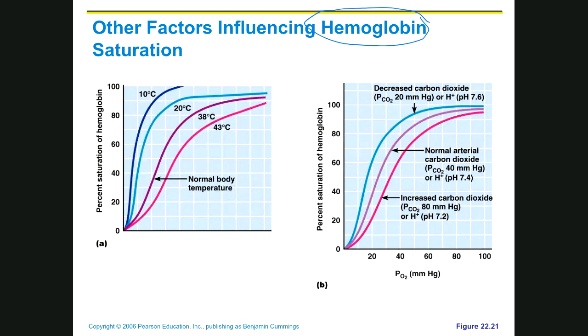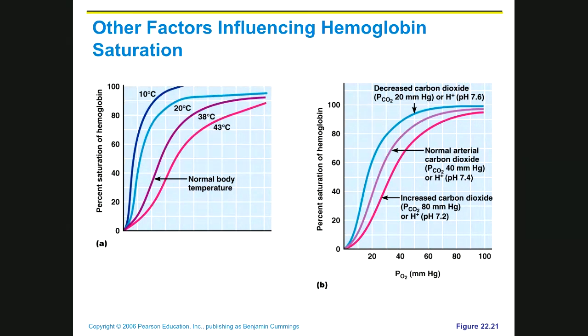And so if we move it, what happens, we either decrease the affinity or we increase the affinity for oxygen. When we do that, it makes it either easier to load oxygen or easier to unload oxygen. Well, think about it. We load oxygen in the lungs, so we would want to increase the affinity. We unload oxygen in the tissues. We're trying to get rid of it. We're trying to make it come off of hemoglobin, so we would want to decrease the affinity. And that's exactly what we see.